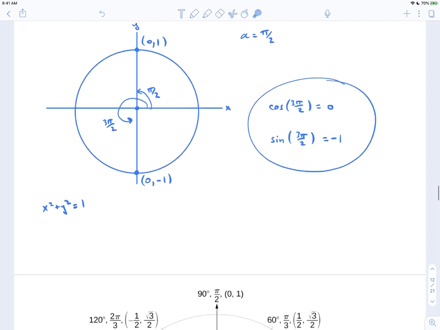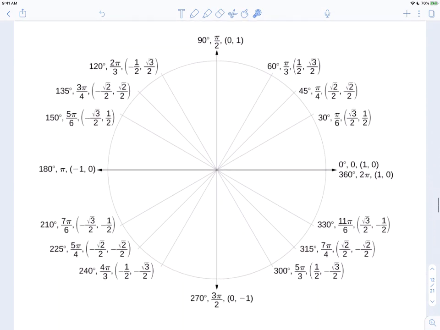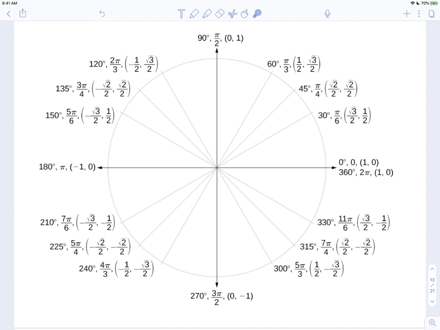On our next slide, we have the unit circle together with the coordinates for most of the commonly used angles. For example, we have that 30 degrees is pi over 6, and the coordinates of that point are the square root of 3 over 2 and 1/2. So cosine of 30 degrees is square root of 3 over 2, and sine of 30 degrees is 1/2. Normally in mathematics, we stick to the radian measure, which in this case would be pi over 6.